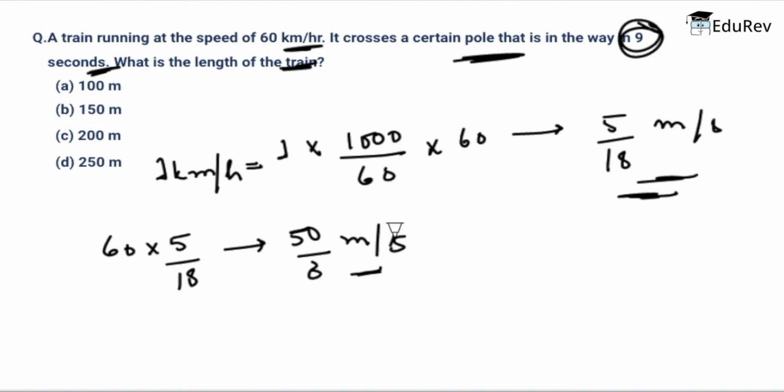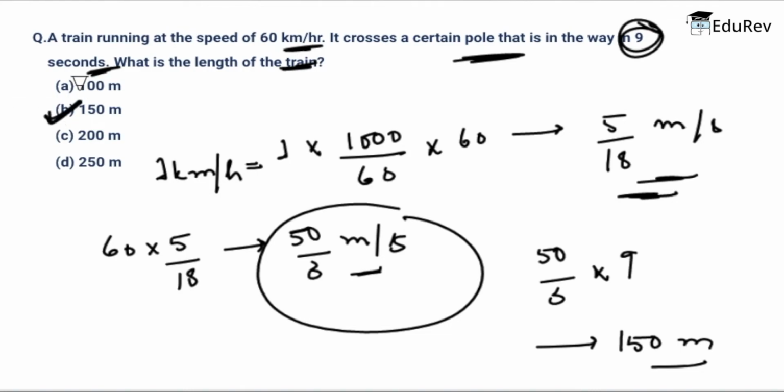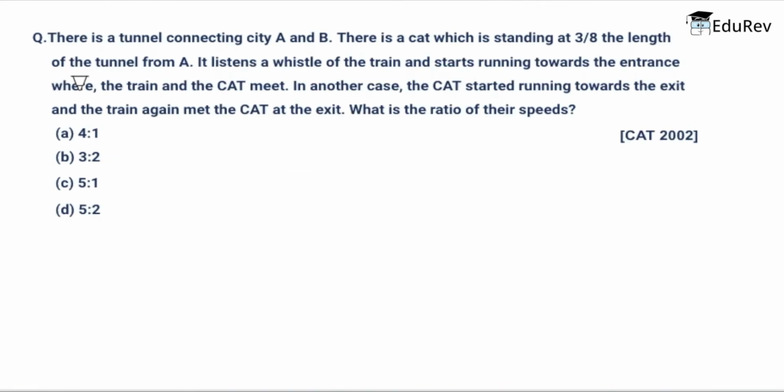Therefore, in 9 seconds, the train will cover a distance of what? Speed into time. So distance is going to be 50 upon 3 into 9. And this is going to be 150 meters. So the correct option is going to be 150 meters, that is option number B. Let's move on to the next question.